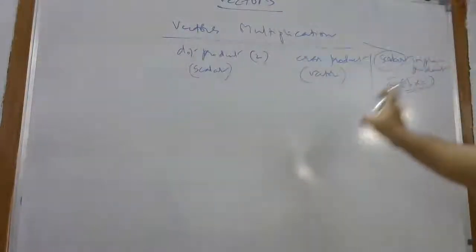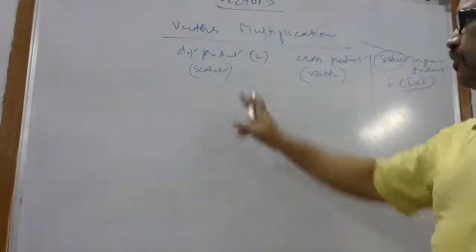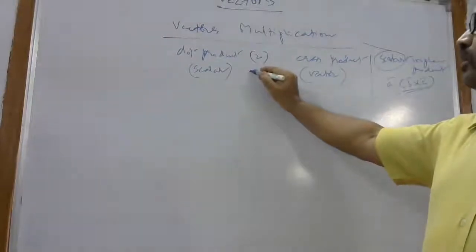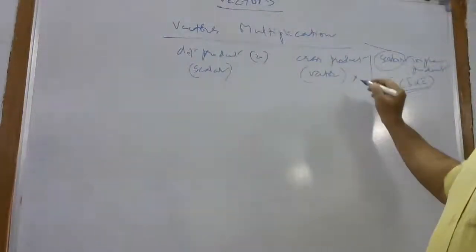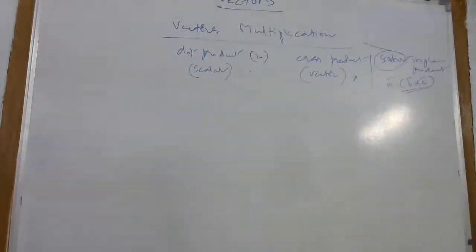All the three are vector multiplication only. Clear, understood? There are 3 types of vector multiplication. One is dot product, one is cross product. Dot product, we'll write dot. Cross product, we'll write cross. And this is a combination of dot and cross, both. This is called the scalar triple product. Clear, understood? How to multiply?